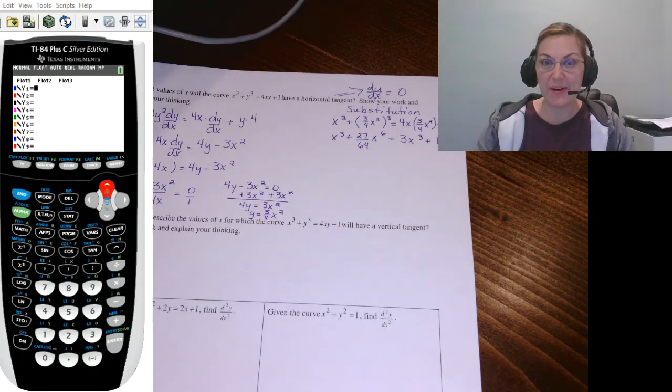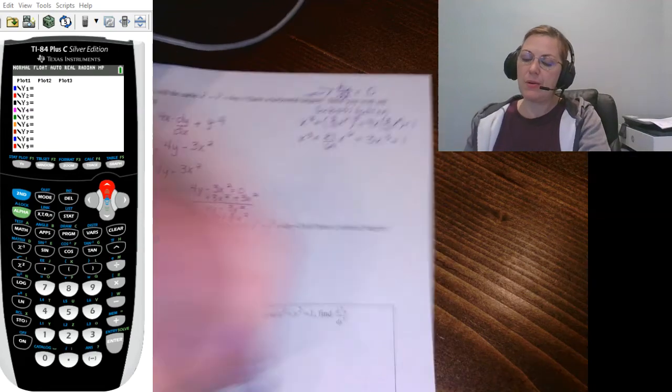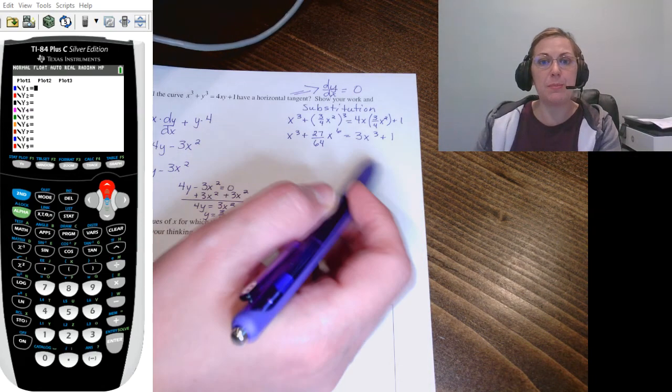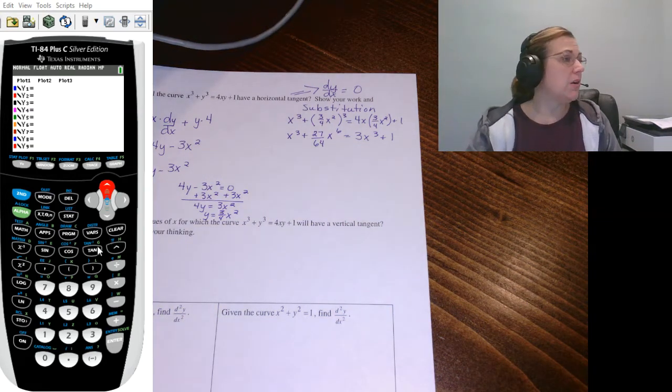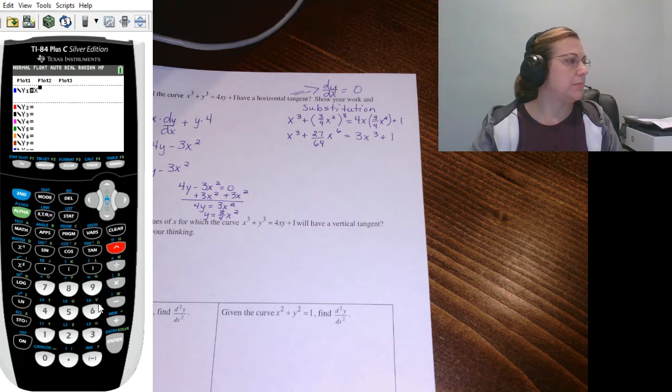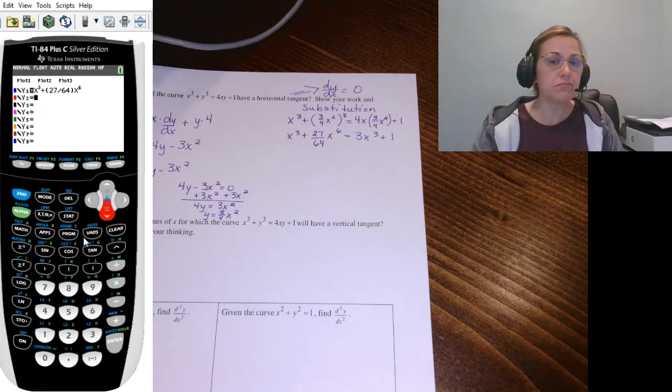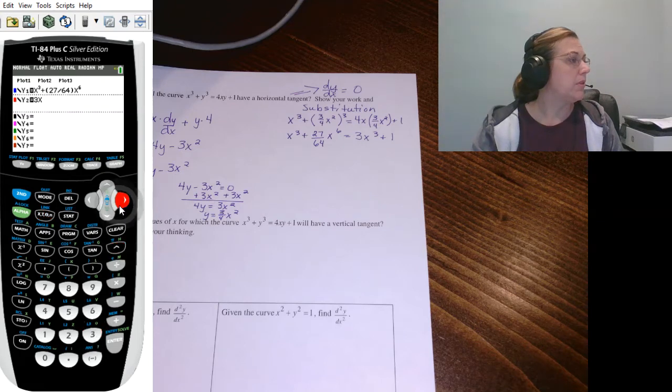Okay, so let's pick up our calculator here. Remember, we're going to put one side in y1 and we're going to put the other side in y2 and we're going to look for the intersection. So here in y1, I'm putting x cubed plus, and then I'm going to put parentheses around that 27/64, and we're doing x to the 6th. And then in y2, let's put 3x cubed plus 1.